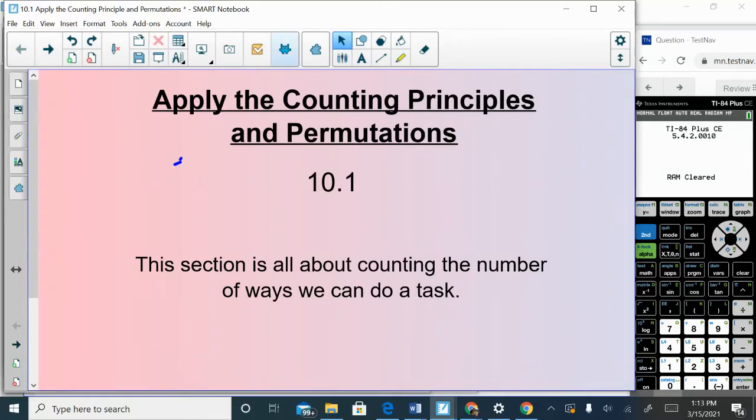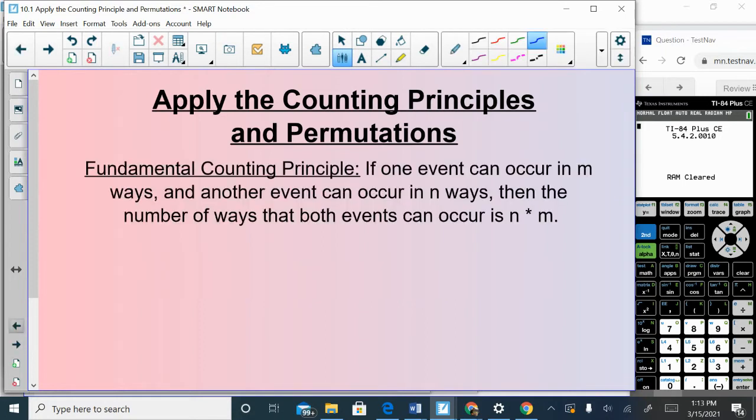Hello, Algebra 2 students. This is a lecture. We're introducing the chapter on probability, and this is going to be specifically focusing on the number of ways that we can accomplish a given task. There are going to be four different methods that we're going to use in section 10.1. The first of which is called the fundamental counting principle.